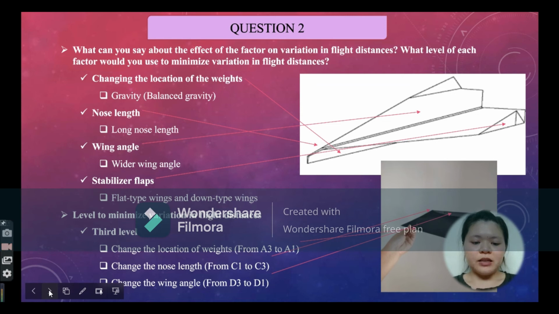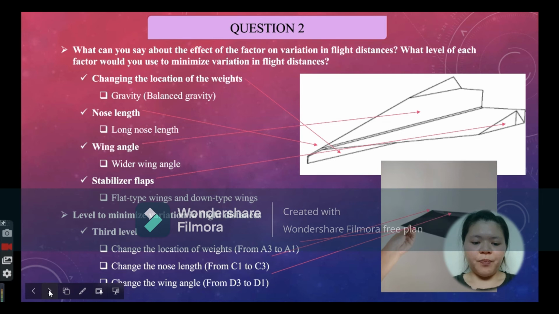In addition, stabilizer wings such as up, flat, and down are also one of the factors in the variation of flight distance. After the experiment, our group has observed that flat type airplane wings and down type wings will have the longest flight distance compared to the up-type airplane wings, where the flight distance is short.